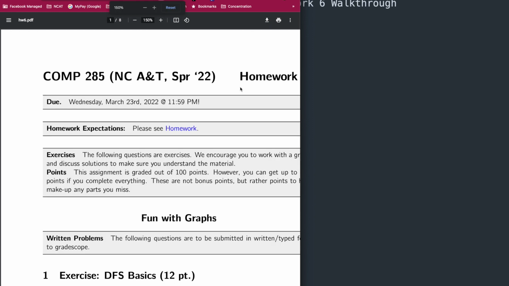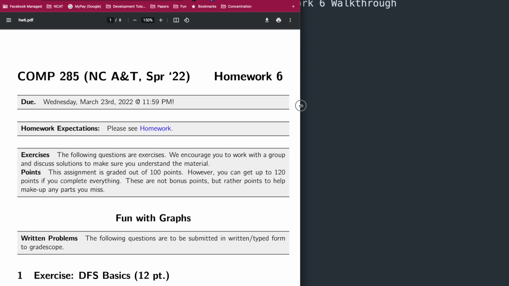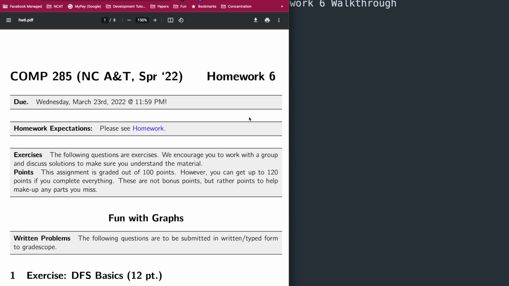Refreshing spring break. This is homework 6, which has just been released. And we are going to walk through the assignment right now. Again, this homework is going to be due next Wednesday at midnight.